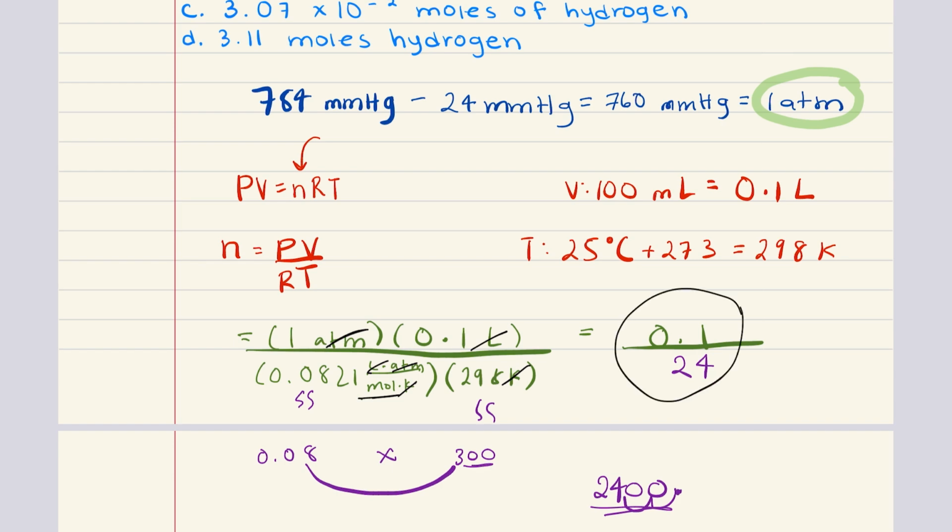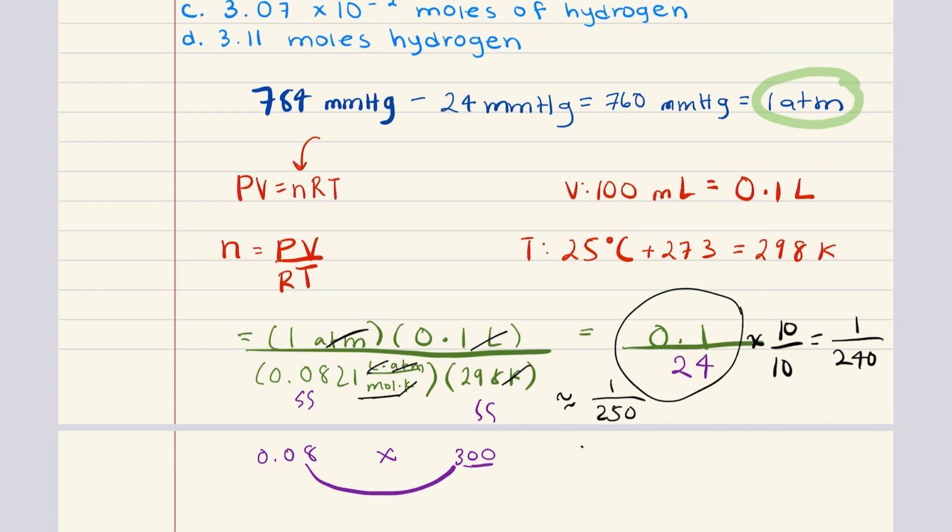Now, how do we do this calculation? 0.1 over 24. What I'm going to do is multiply the numerator and the denominator by 10. This gives me 1 over 240. And then I'm going to go ahead and approximate that to 1 over 250. This is going to be a much easier calculation, and let me show you why.